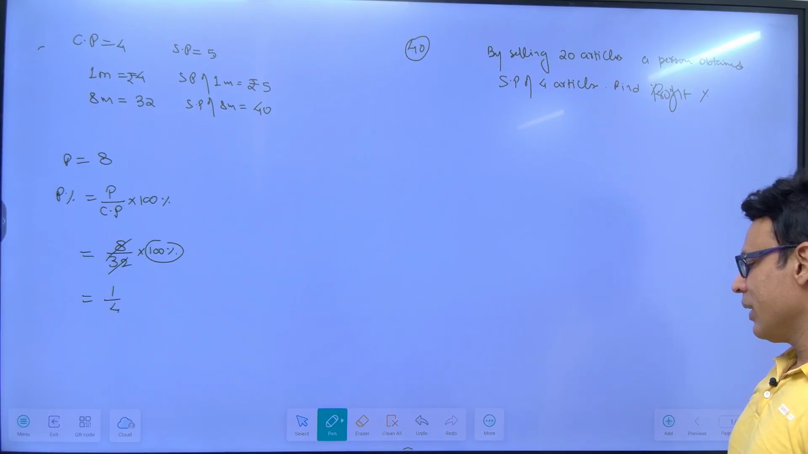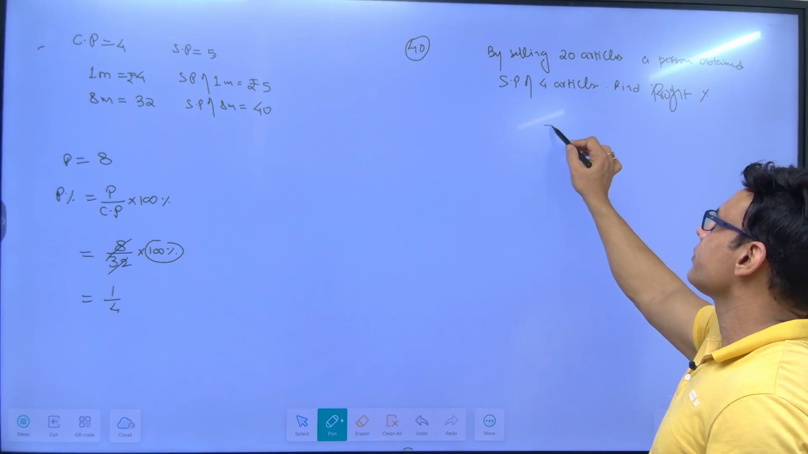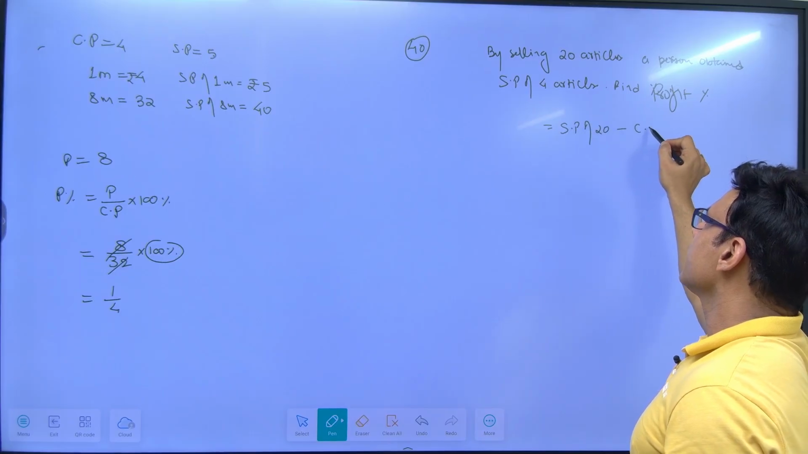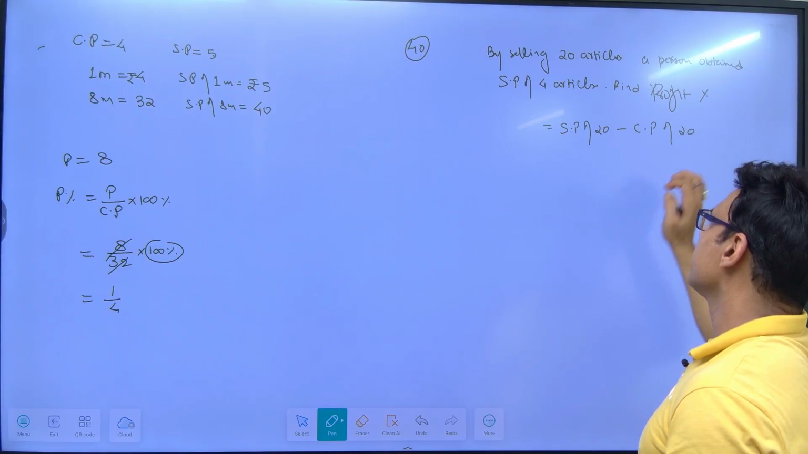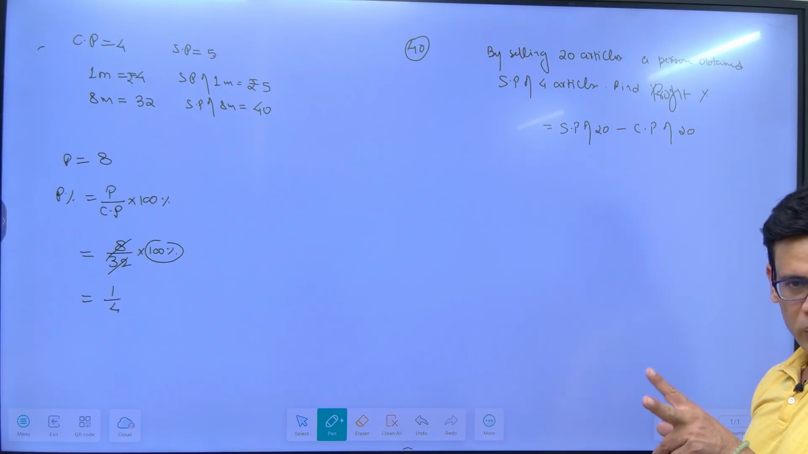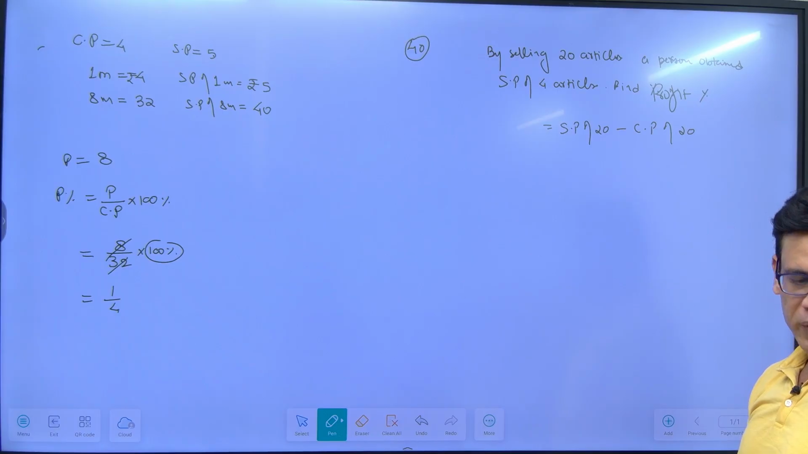They're saying you are selling how many articles? 20 articles. Selling price of 20. You must have purchased those 20 articles also. Cost price of 20. In this whole transaction, you made a profit. And that profit is equal to how much?